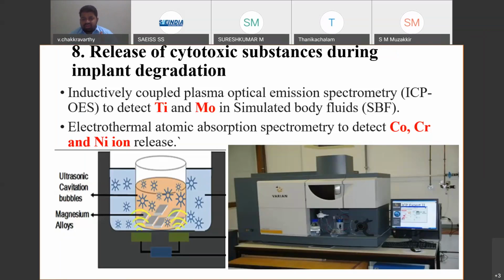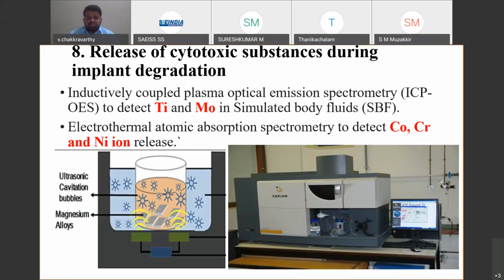Okay, so if the titanium was released much more than 10 milliliter per day, then obviously it will be cytotoxic, toxic to the human cells. So during the time of degradation, what type of materials are getting released during corrosion, and at what weight percentages were they being released?